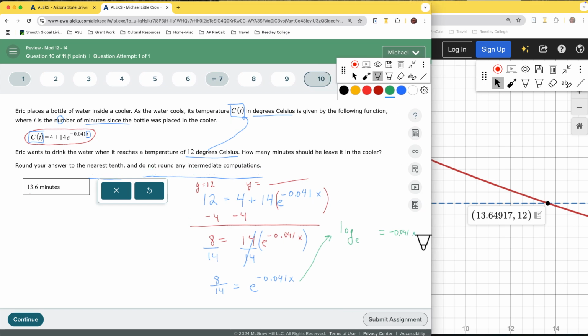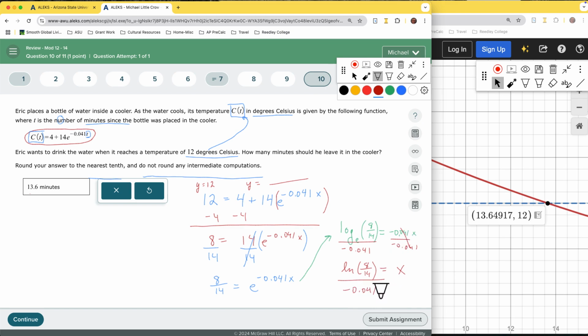A little bit bigger, so I have more paper. And then this 8/14 goes inside the natural log. That's a log dance. Log base e is just natural log, so we could rewrite that, which we will do in the next step. But notice to get x by itself, at the same time, we're going to divide by negative 0.041, negative 0.041. So we end up with x equals natural log of 8/14 divided by negative 0.041.